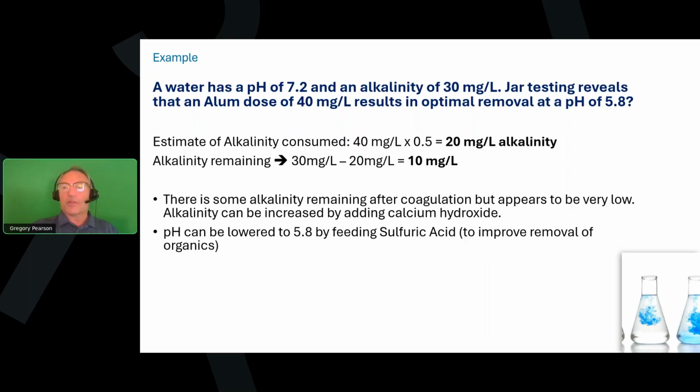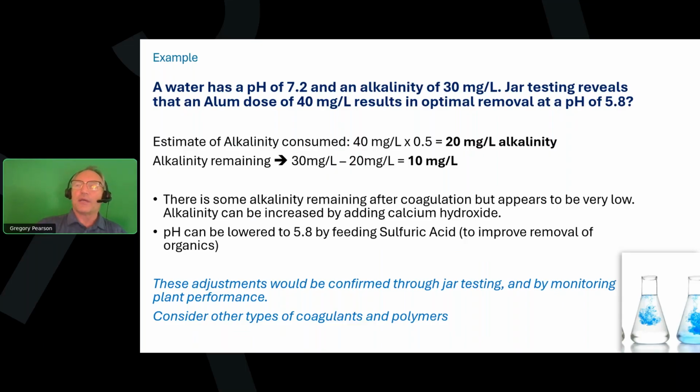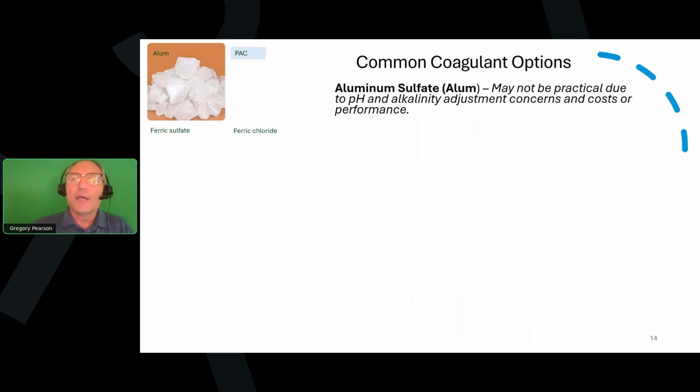So that's some of the thinking that might go on if we're trying to figure out how we're going to get this alum to work. And of course, any adjustments would have to be confirmed. You'd have to do some jar testing and try it out and monitor the plant performance. So if we had to do all that adjustment, we might want to also consider different types of coagulants, if the alum is not really practical because we have to do so many adjustments to the water quality. And you can see an image of alum in the upper left.